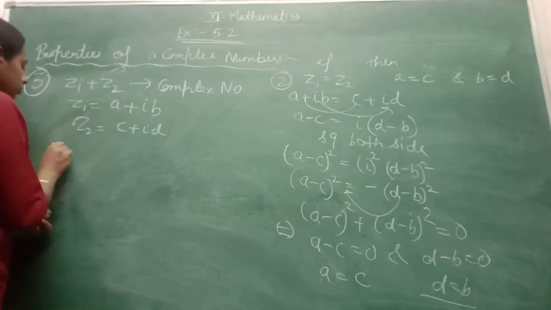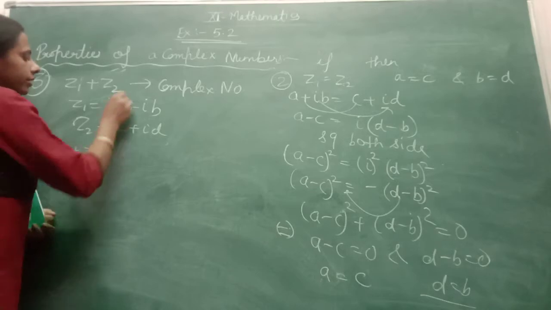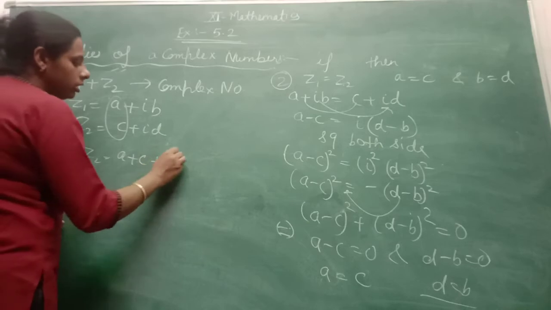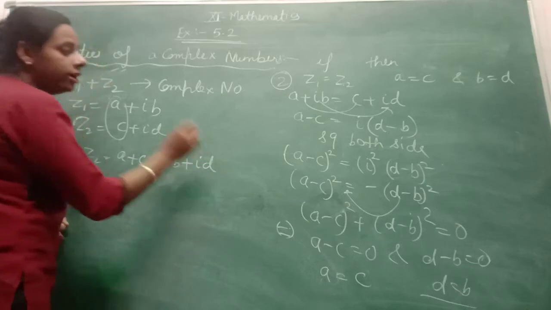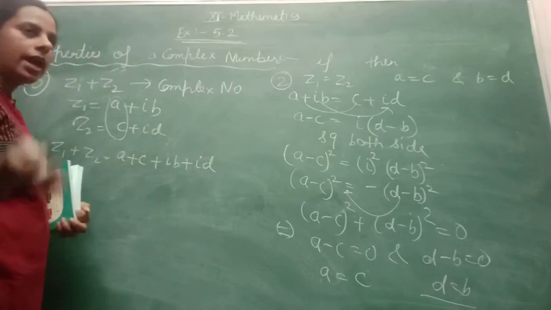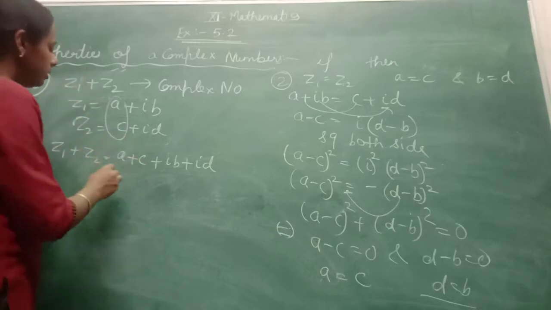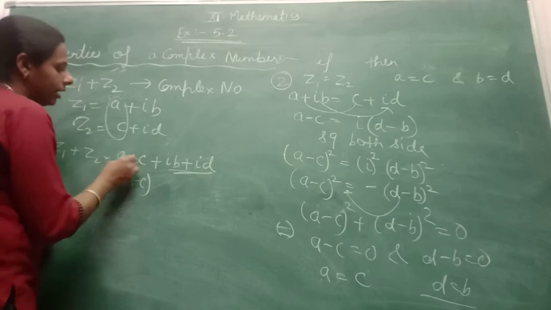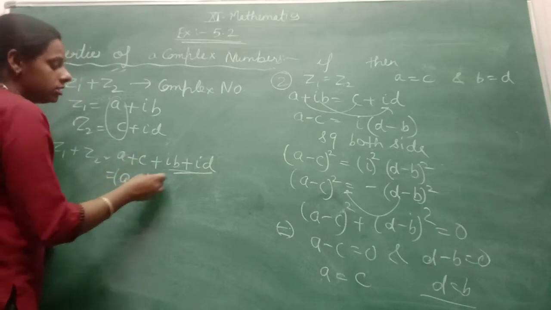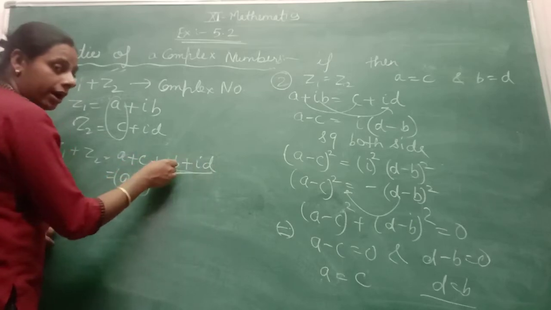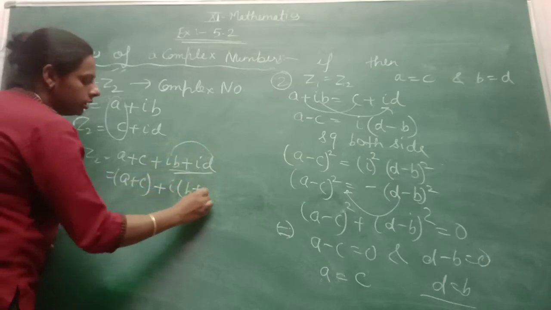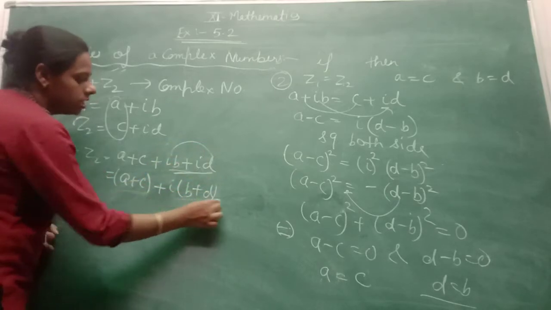How will you add them? You will add the real part to the real part, that is a plus c, and the imaginary part to the imaginary part. Like you are adding the x term to the x term and the x square term to the x square term, they are like terms, so you have to add the like terms. These terms are not carrying iota, so I am adding these together. These terms carrying iota, I am adding parallelly. Okay, so that is also a real number. This is an imaginary number.